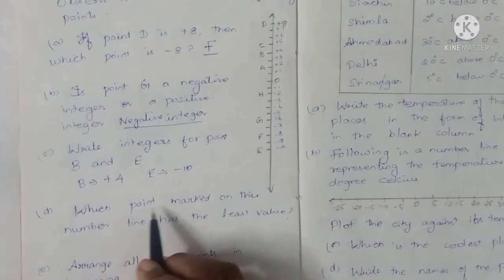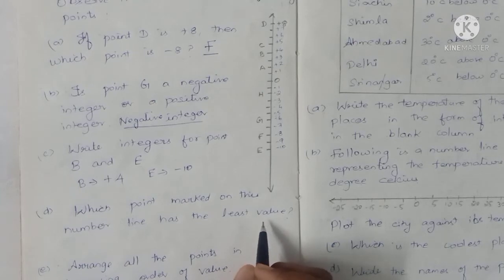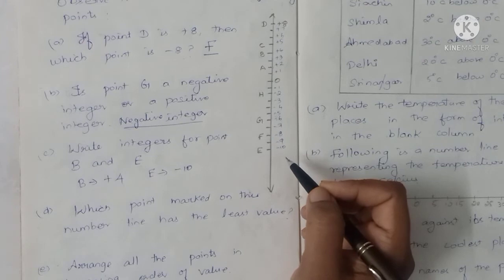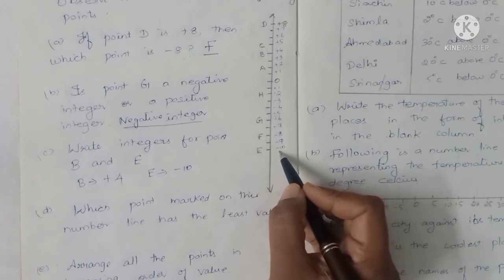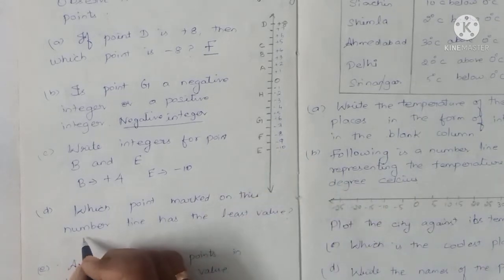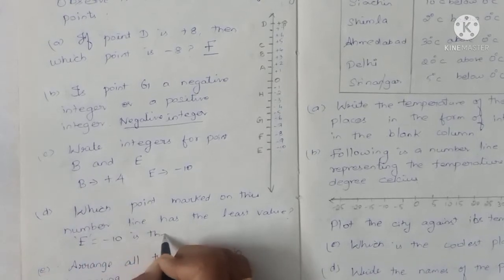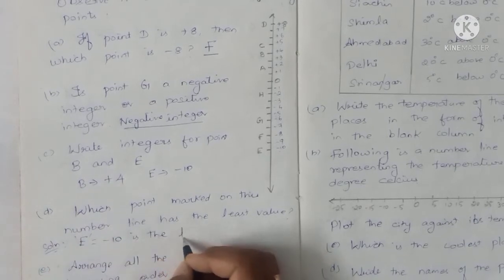The next subdivision D, which point marked on this number line has the least value? So which point has the least value? E is minus 10. So minus 10 is the least point.